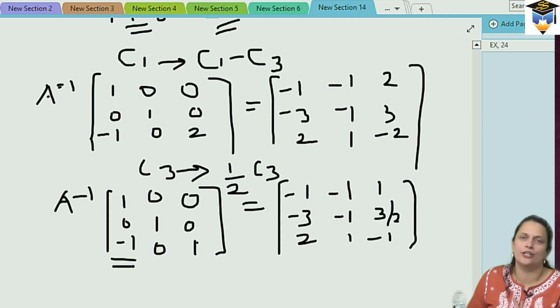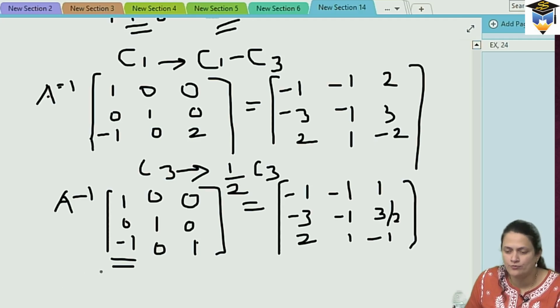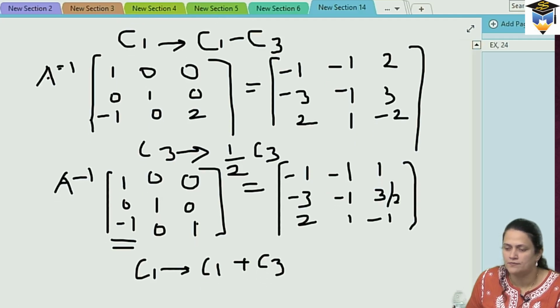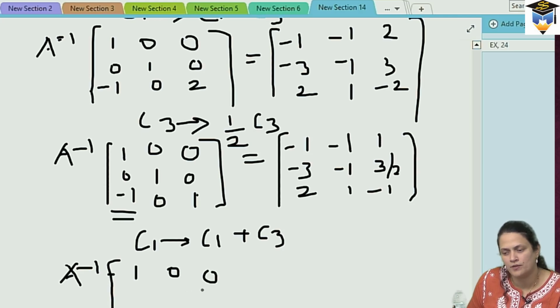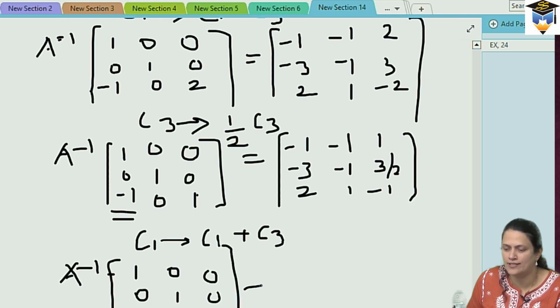This has to be converted to a 0. So what I am going to do? C1 such that it is C1 plus C3. So C1 plus C3, C1 will change. Here C1 plus C3, 0 only. Here C1 plus C3, minus 1 plus 1 is 0. So now we have got an identity matrix here.